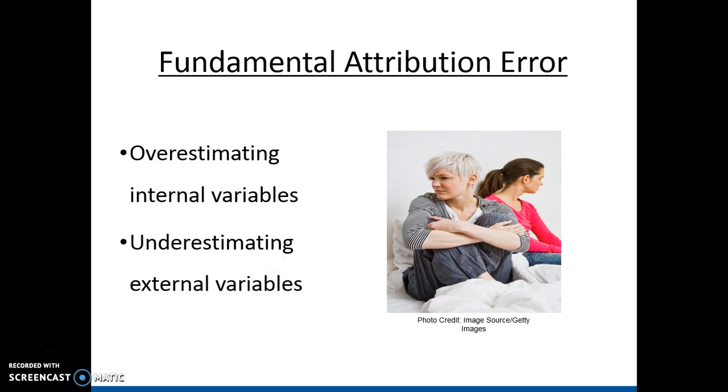Then we have to think about fundamental attribution error. At times, we overestimate internal variables and even underestimate external variables. So this would be getting upset with that friend who was late because you assume they just don't care about you. But really, they were stuck in traffic. They tried to be on time, but there was an external factor there.